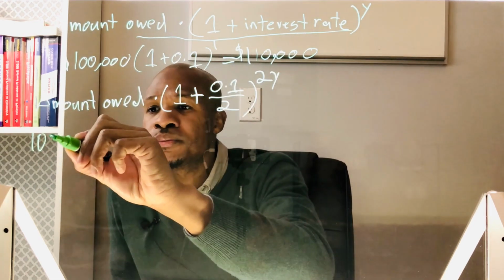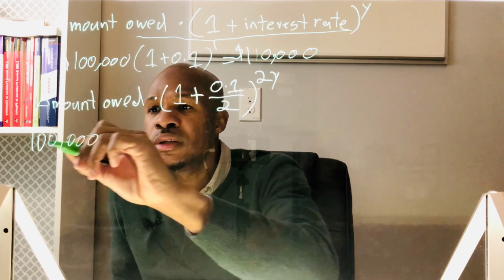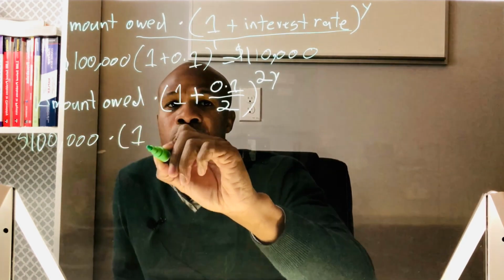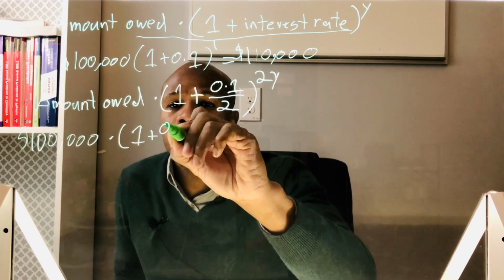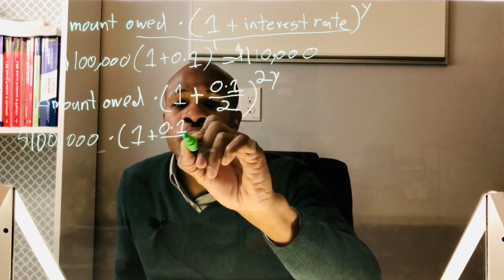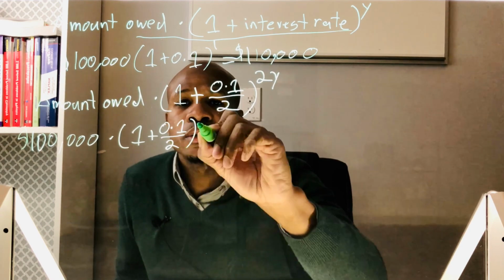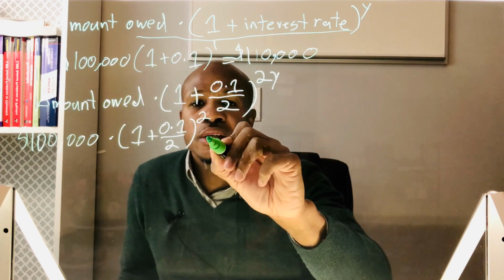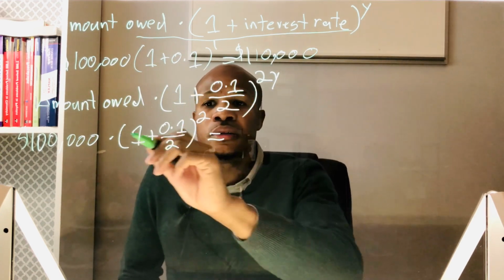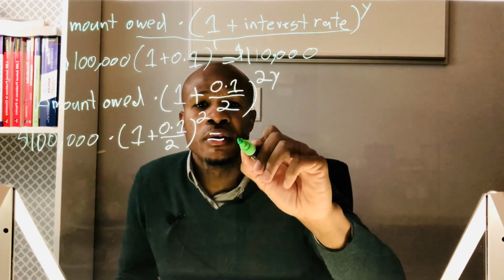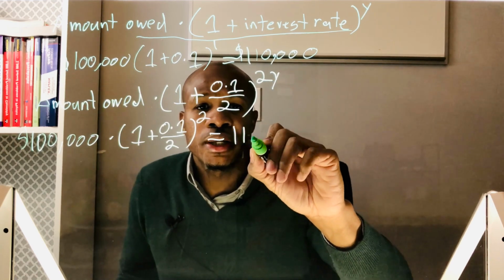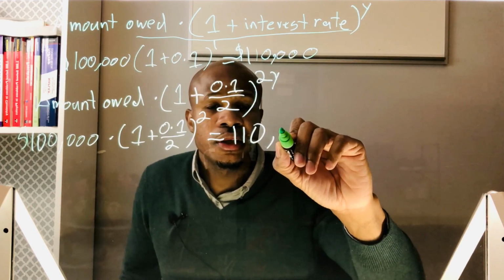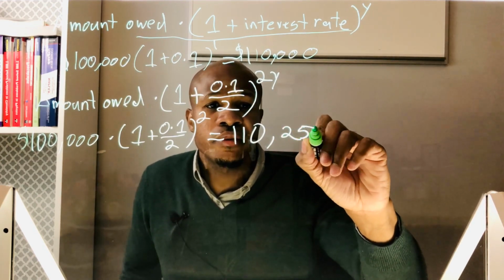$100,000 times 1 plus the 10% interest divided by 2, raised to the second power, because you're going to be doing it twice per year. So at the end of the year, this equals $110,250.